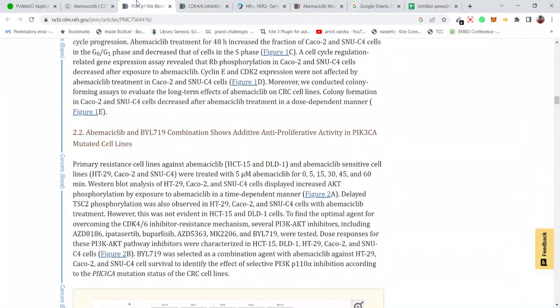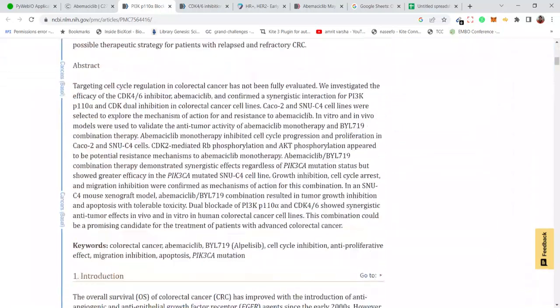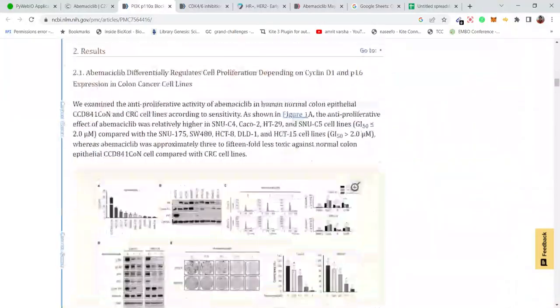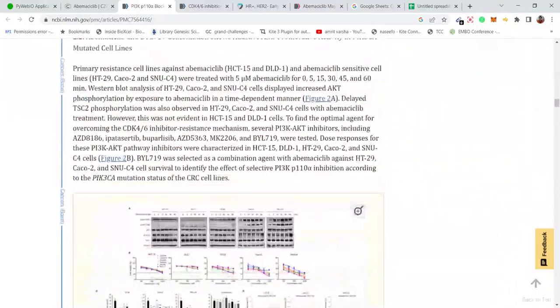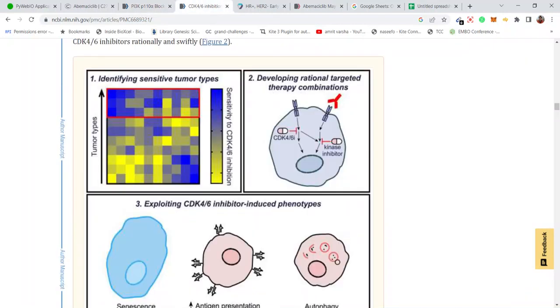So, if we talk about a specific CDK inhibitor such as abemaciclib, this paper shows that it is resistant against some cell lines. For example, these cell lines are very much resistant, and for HT29, CACO2, and SNUC14, C4, it is very much sensitive, right? This is a very well known fact, that this inhibitor is sensitive against some cell lines and resistant against other cell lines. So the question which gets posed is, why are we talking about this?